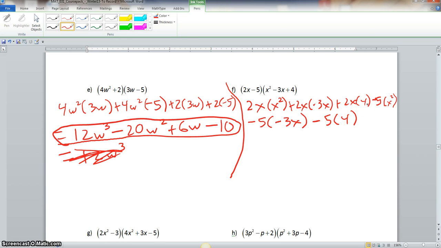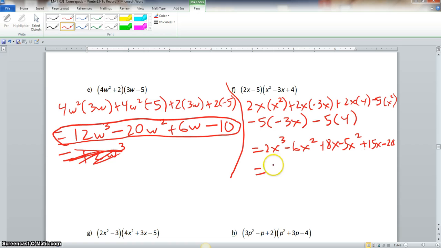Now, we multiply this out. We have 2x times x squared, which is 2x cubed. 2x times a minus 3x is a minus 6x squared. 2x times 4 is a positive 8x. Negative 5 times x squared is a minus 5x squared. Negative 5 times a negative 3x is a positive 15x. And a minus 5 times 4 will give us minus 20.